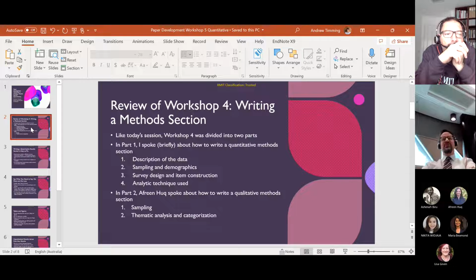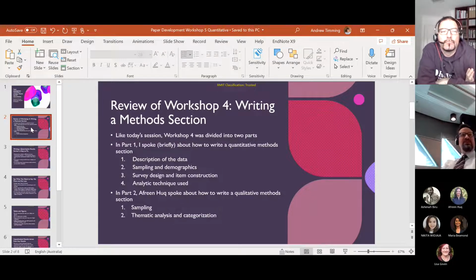and a short discussion of how your survey was designed and which items were used to measure which variables, with labeling of your dependent variable first, followed by your independent variables and your covariates. And finally, a short discussion of the statistical technique used to analyze the data. I didn't speak more than 10-15 minutes in the previous workshop, and the same will be the case today, because there's not that much in-depth information in a methods or a results section when you're doing quantitative work.